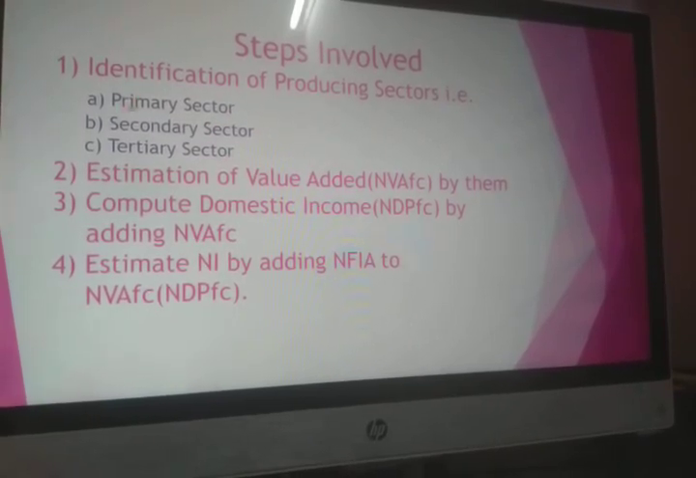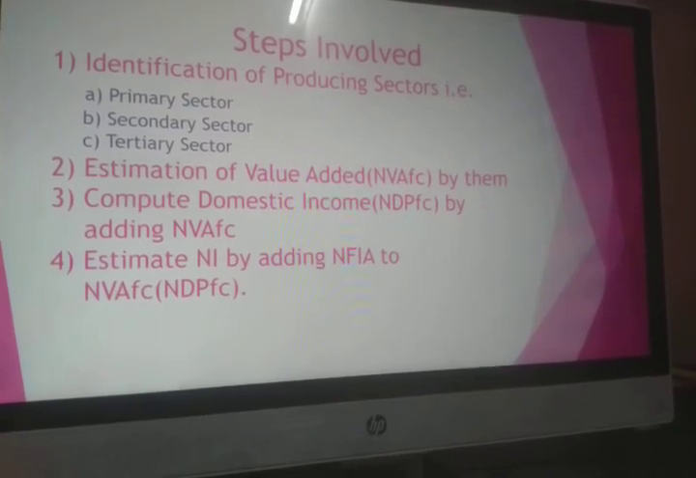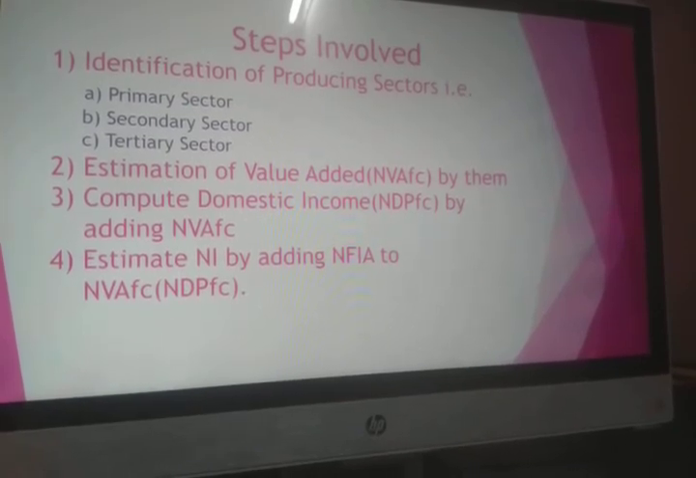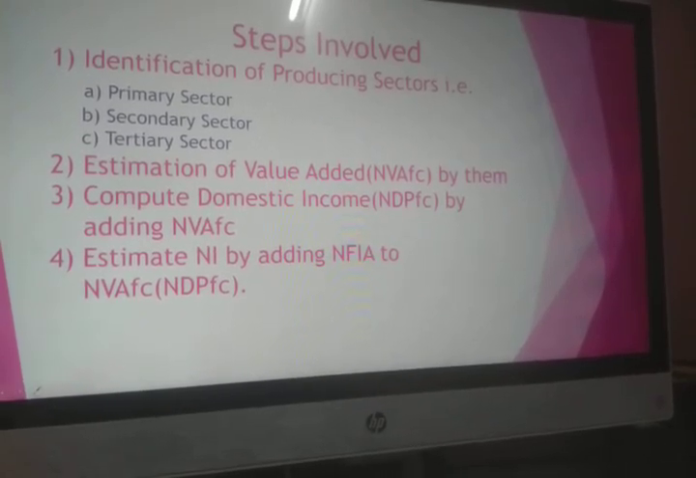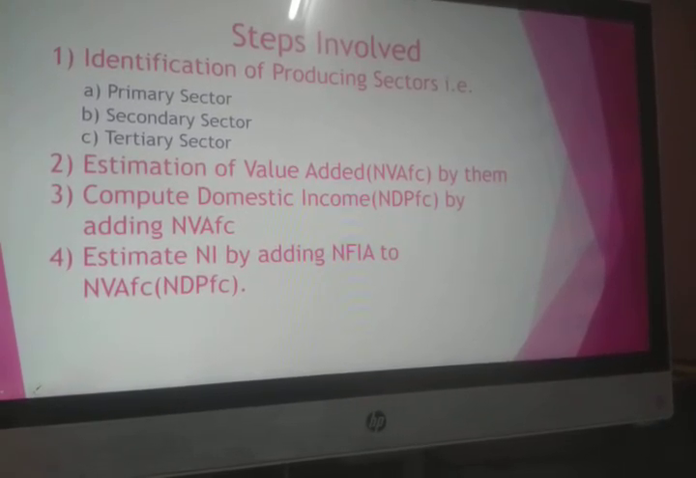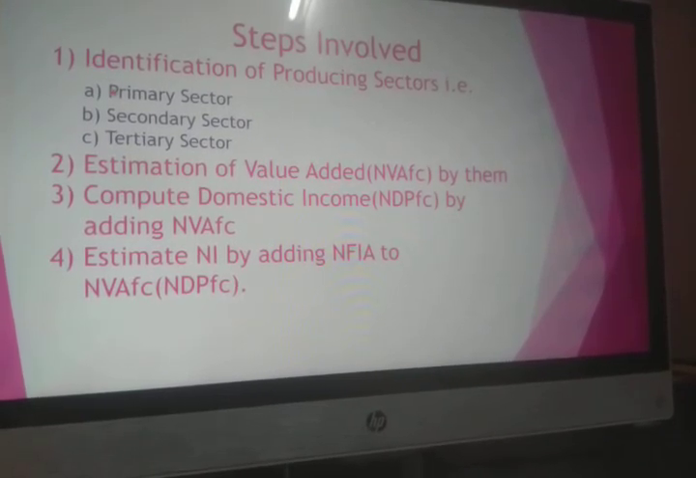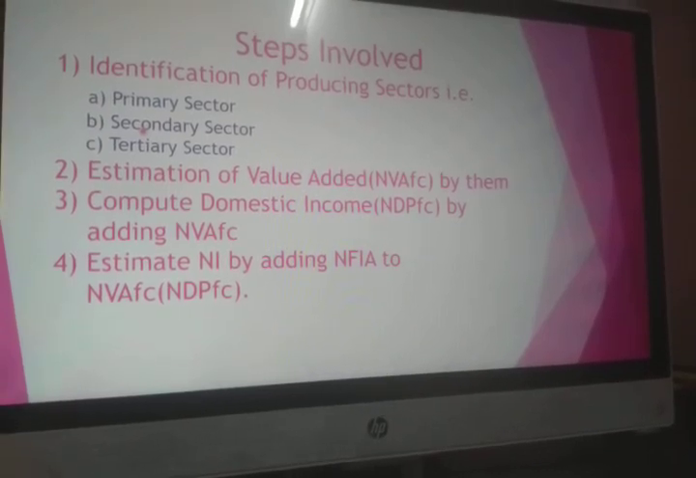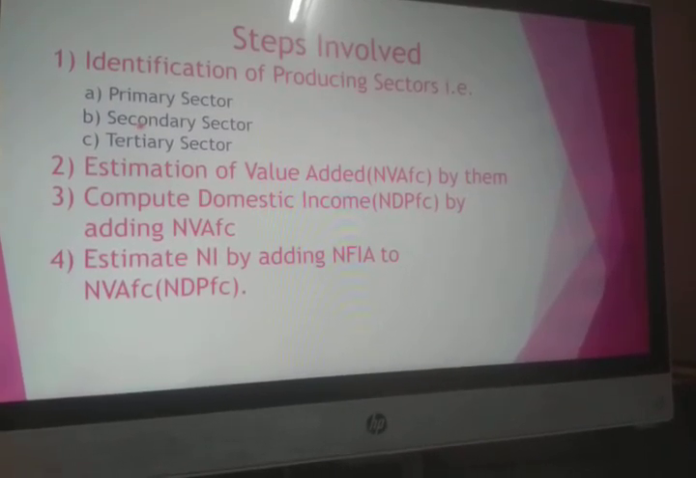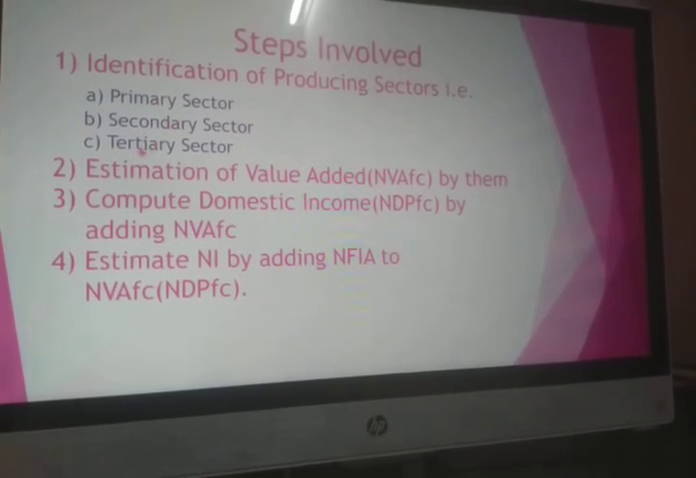The first one is the primary sector, which is totally dependent on procuring goods and just getting the goods from nature directly. The second one is the secondary sector, and the secondary sector is basically the manufacturing sector which adds value to the goods received from the primary sector. And here is the third sector.